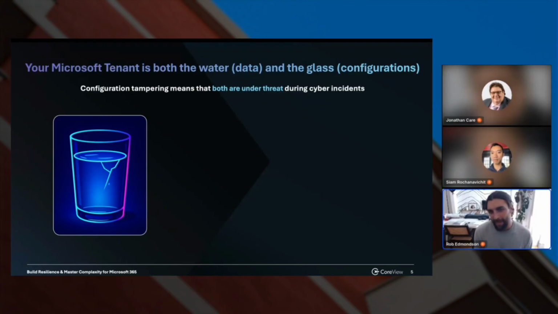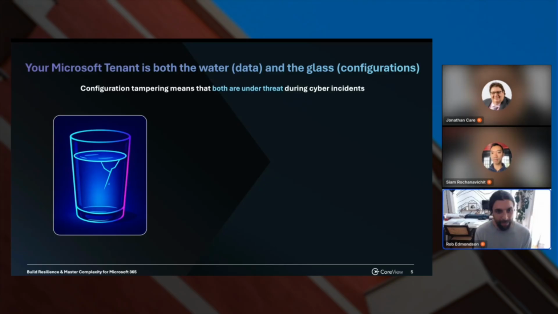Now, I'm assuming everybody here has their data backed up. We did a survey, 98% of respondents said they had their data backed up. We've all been doing this for a long time. The trouble is, if I take your glass of water and I throw it on the ground, the water spills everywhere and the glass smashes. And now you say to me, well, it's okay, we've got our water backed up. The problem is you don't have a glass to pour it into. Your Microsoft environment, your Microsoft tenant, is the glass. And the glass is only sturdy if your configurations are precisely configured.